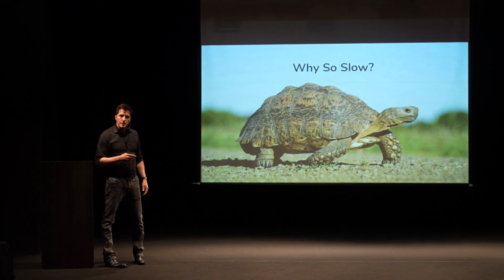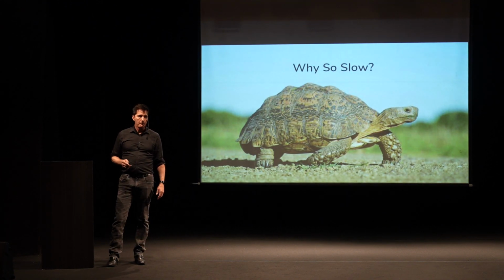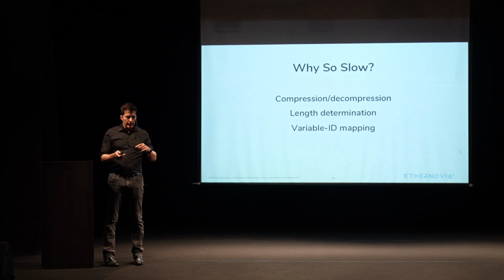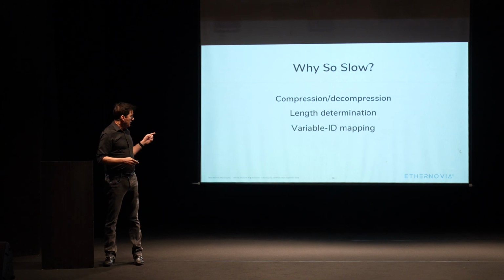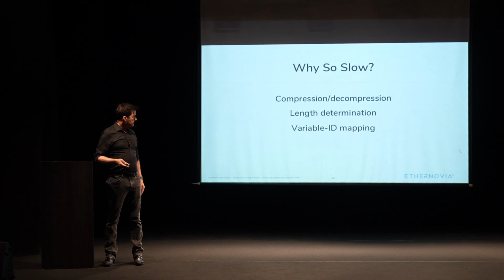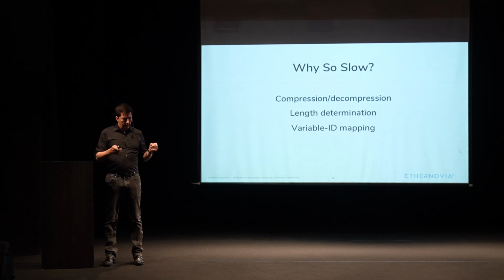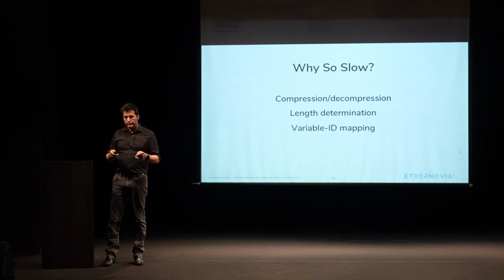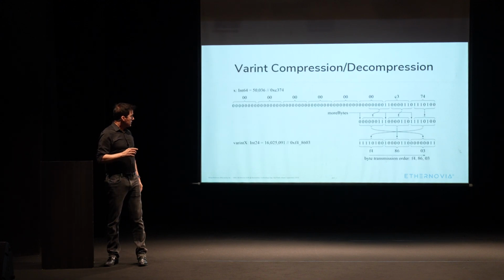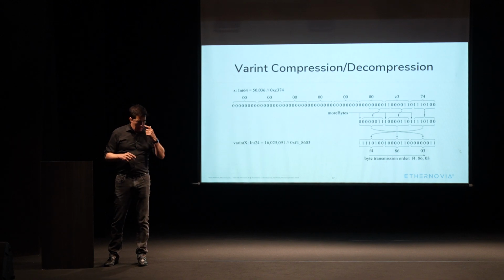So why is TLV serialization so slow? Well, there's a number of factors that contribute to that. There's the compression and decompression of integers. There's the length determination process that's required during serialization. And there's the mapping of variable IDs to the functions and parameters required to store variables in memory during deserialization. Let's explore each of these in a bit more detail.